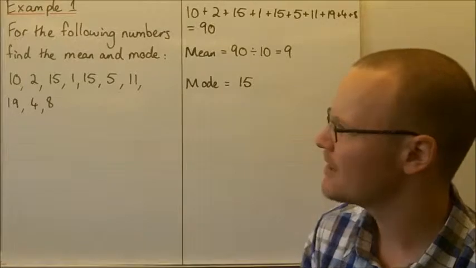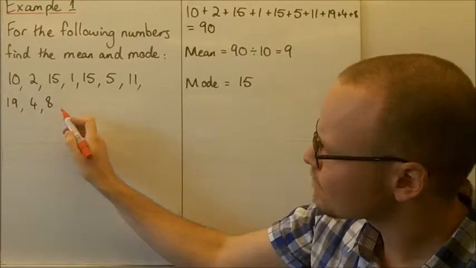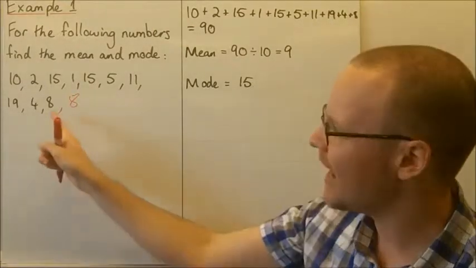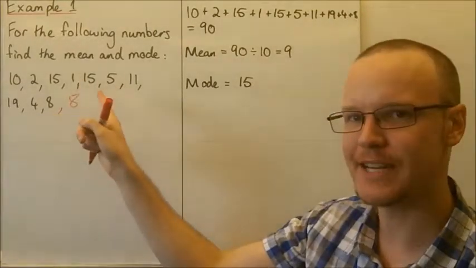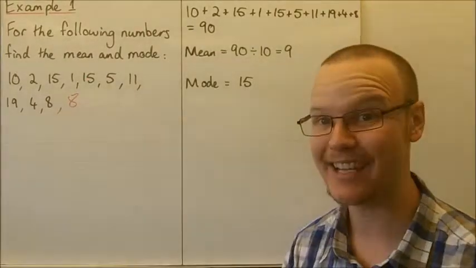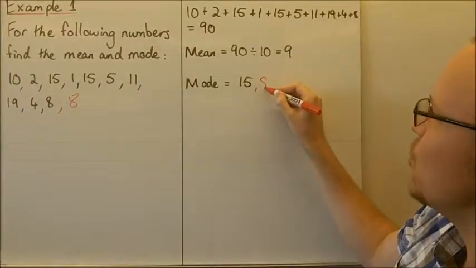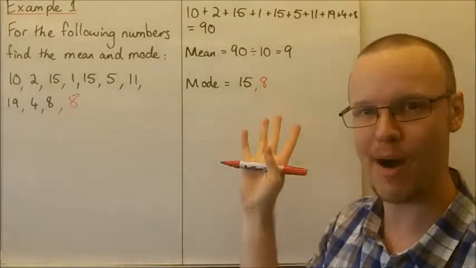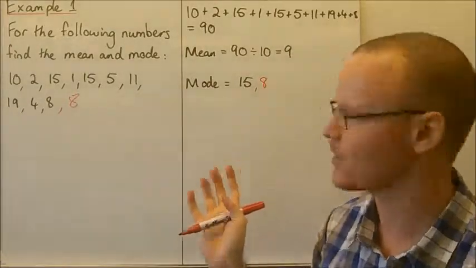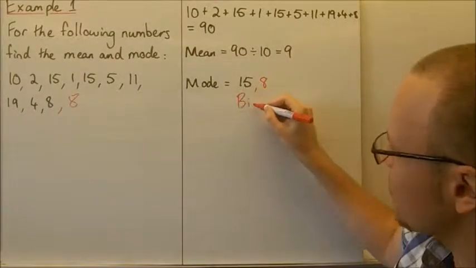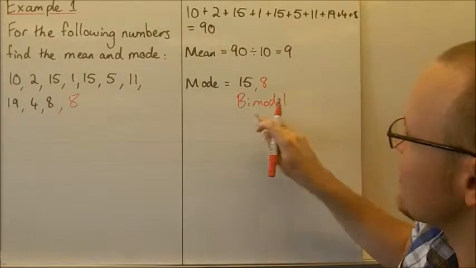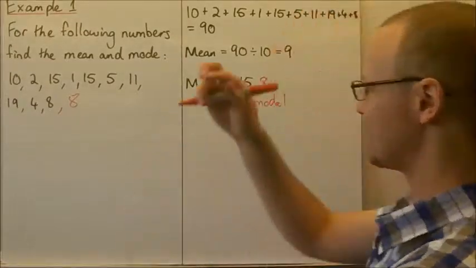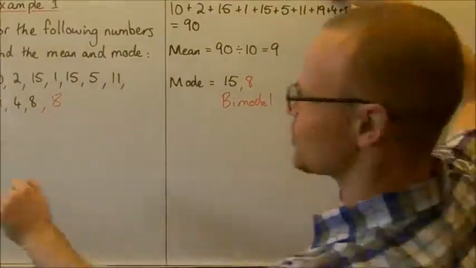If there were another number, so say we add another number 8 in, now 8 turns up twice and so does 15. So if we added that extra number in, there would be 2 modes, 15 and 8. They're both the mode, because they're both the most commonly occurring. And this is called bimodal, and that means two modes. Bi means two, just like a bicycle. Two wheels, bimodal, two modes.